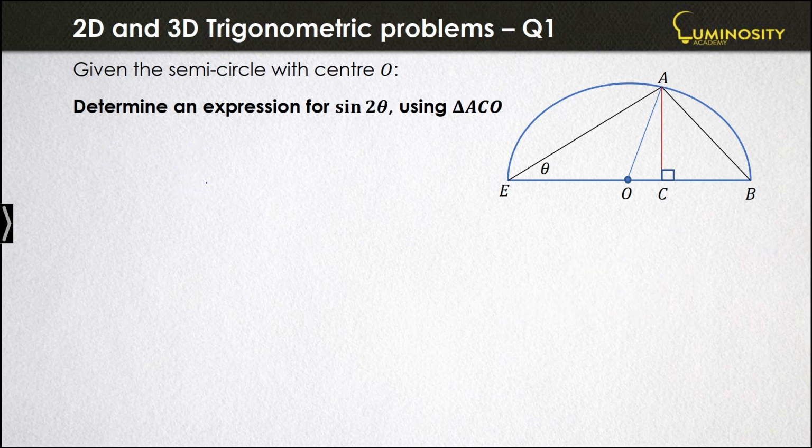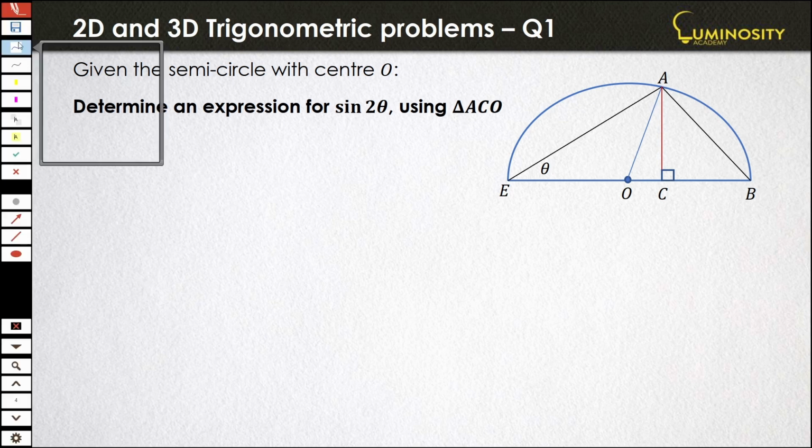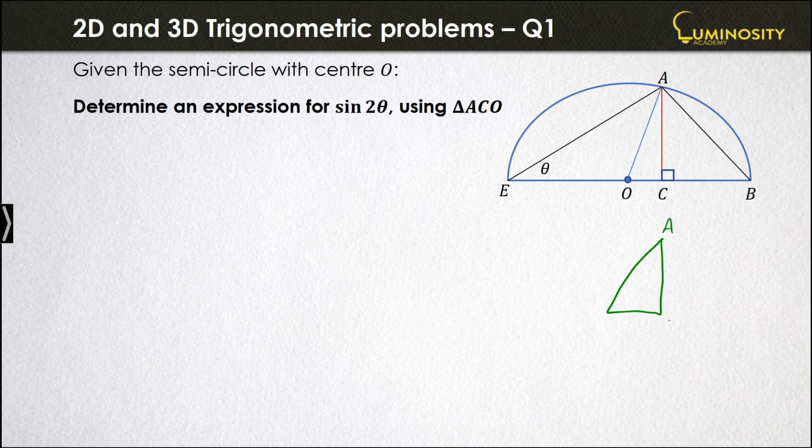Now we want to determine the expression for sine 2 theta using triangle ACO. So triangle ACO is this one here. We worked out this angle to be 2 theta in the first question. So that's 2 theta, and we know that this is a 90-degree angle because AC is perpendicular to EB. So sine of 2 theta is going to be opposite side over the hypotenuse. So that's going to be AC over AO.